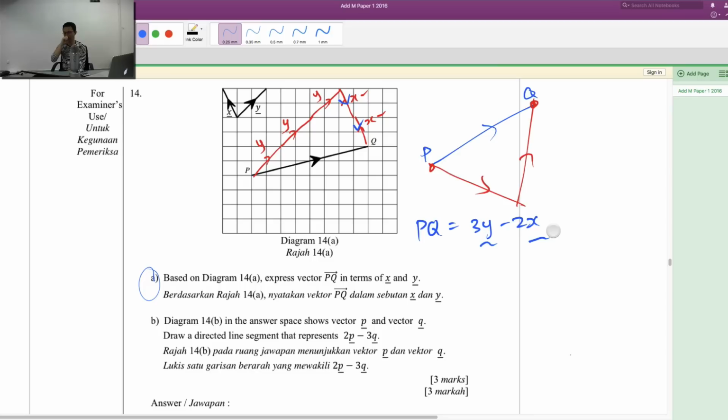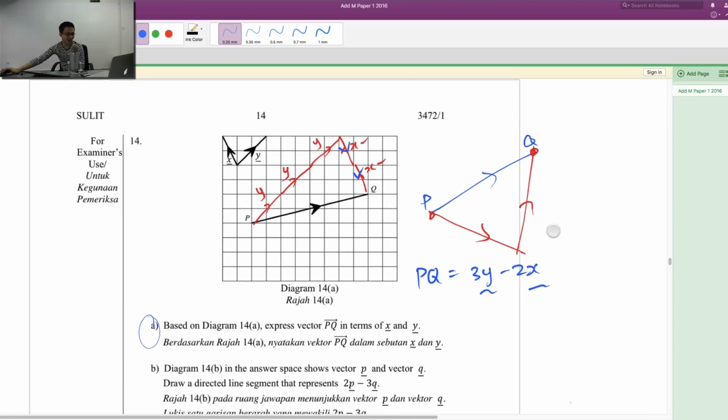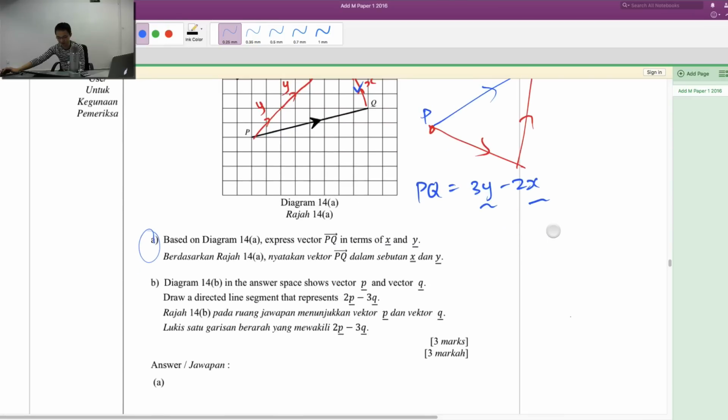Okay, this is just about the drawing. Yeah, I can't teach you the mathematical logic. So far, can you understand this one, right? So let's move on to the second one.